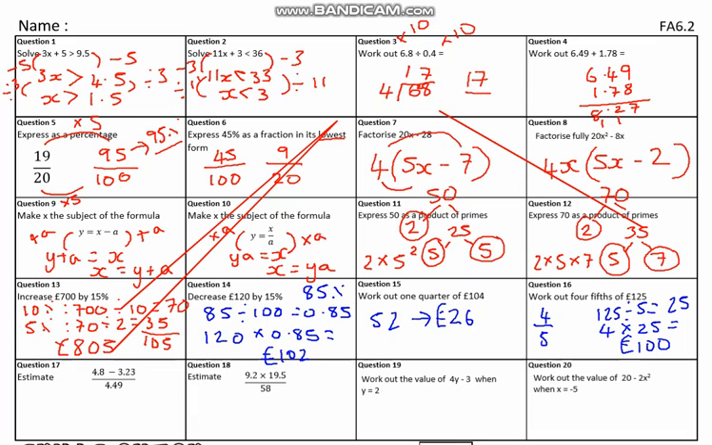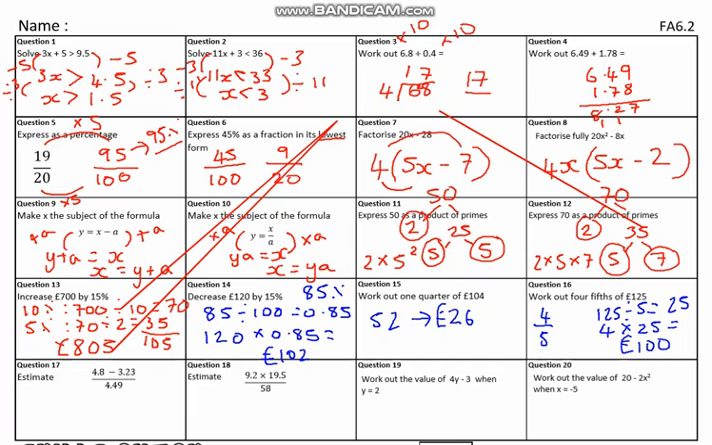Other ways I could have done this. So 4/5, I could have changed that into a percentage. So 4/5 is the same as 80%, so then I could have just times 125 by 0.8. Lots of different ways you could have done it. Okay? Up next then, we've got an estimation.